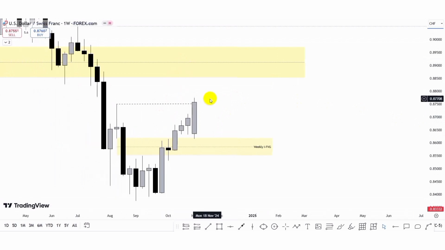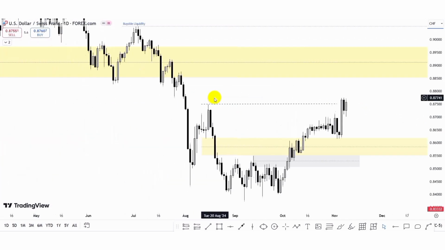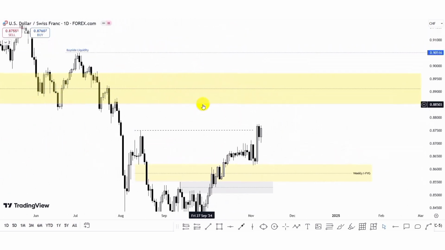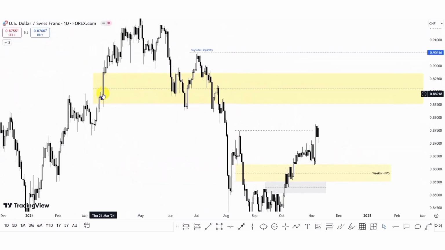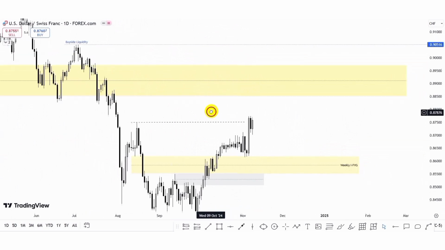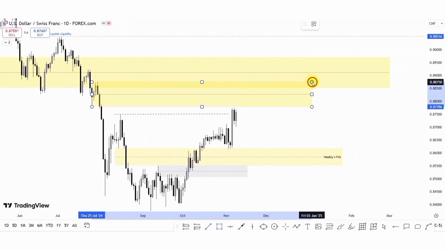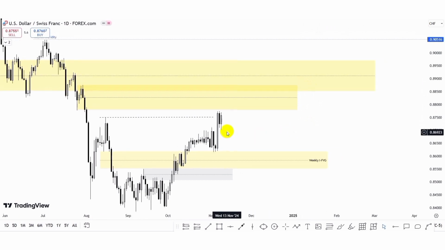So let's check the daily time frame. Here in the daily time frame, what we can see is slightly above this inversion fair value gap we identified in the weekly time frame. We can see we have this unmitigated institutional order flow zone slightly below it. So we could see a further push of price into this zone.